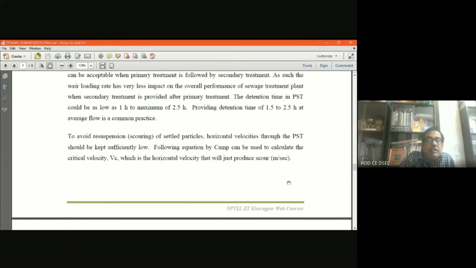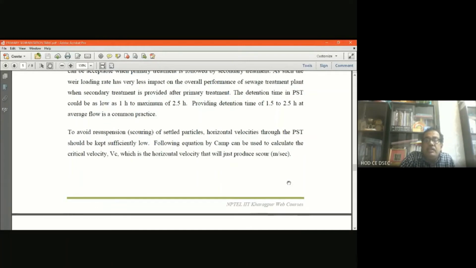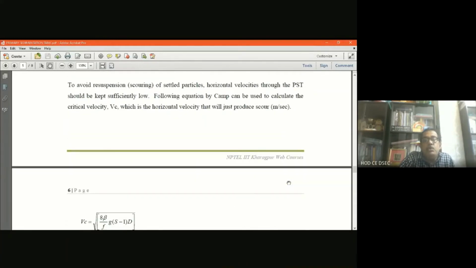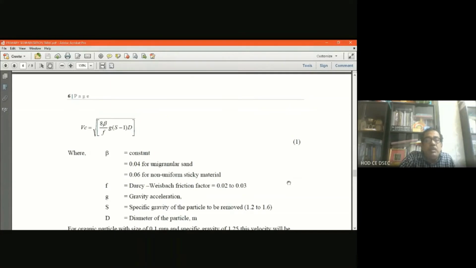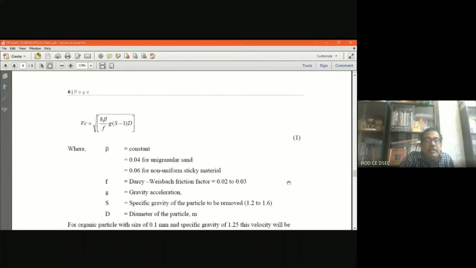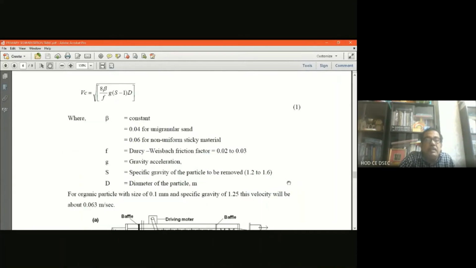So we have to calculate the Vc, that is the critical velocity, which is the horizontal velocity which just produces the scour. Actually, what I am trying to say is that this is the limiting velocity. It should not be exceeded to avoid the scouring. So what is the formula? Vc = square root of (8β/f (S − 1) g d). f is the Darcy-Weisbach friction factor, which was also discussed earlier. β is a constant, S is the specific gravity, and d is the diameter of the particle.